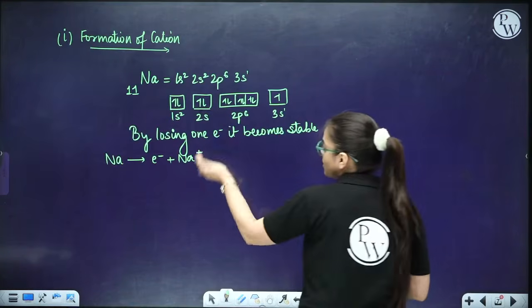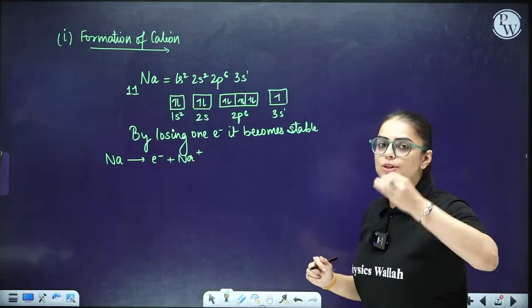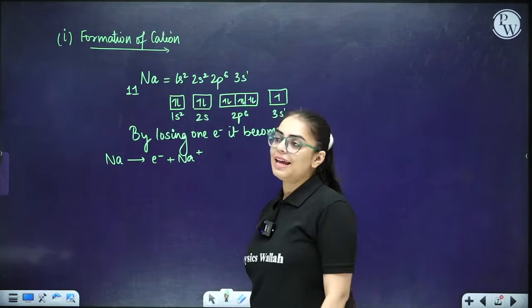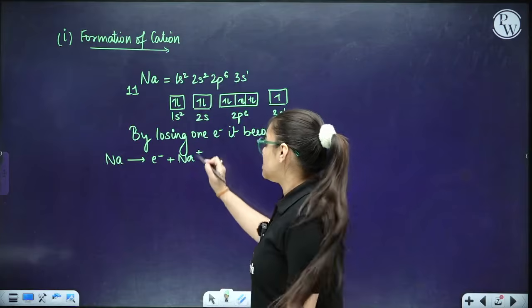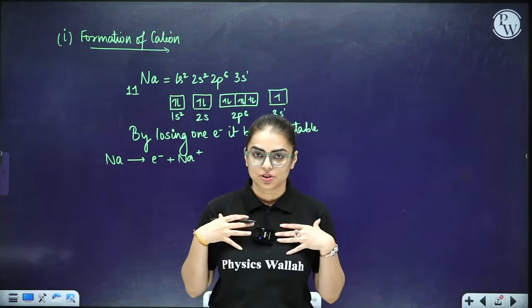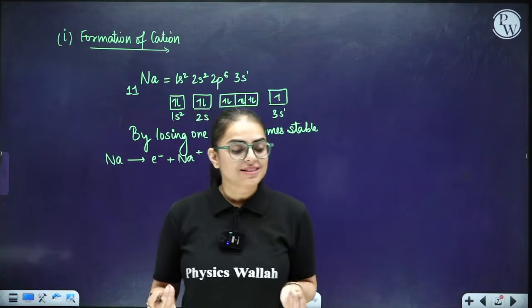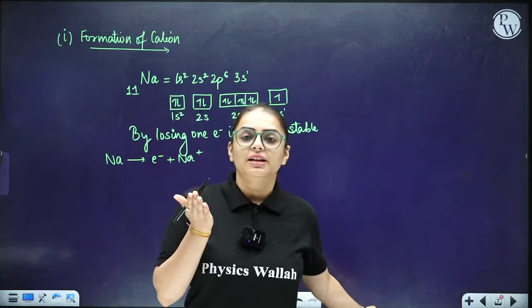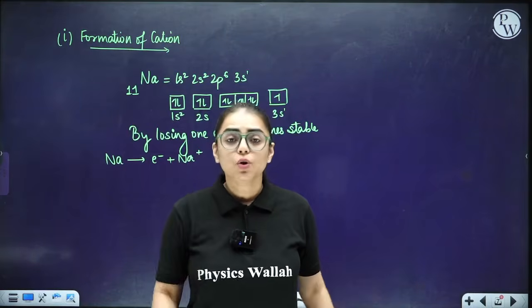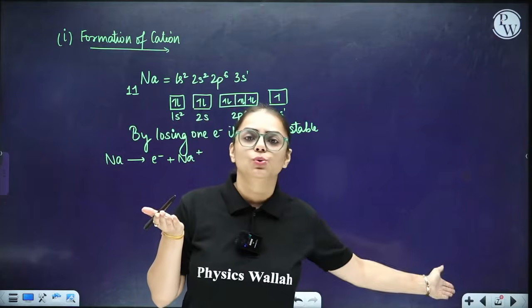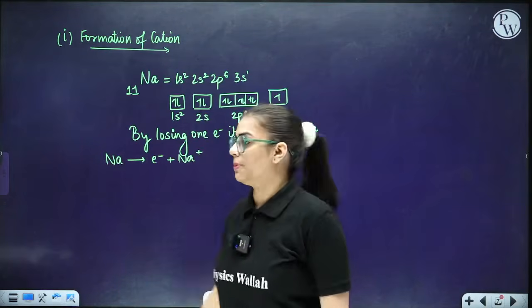When it loses one electron, it will have a configuration of 1s2, 2s2, 2p6, which is stable. So this is the formation of cation, Na positive. Now, why is there a positive charge if it is losing an electron? For example, I am a neutral species. A neutral species has equal positive and equal negative. Clear? If I am losing negative, I will be positive. Simple, no? If I have equal positive and negative, I am neutral, I have no charge. If negative goes, I will be left with positive. So it becomes Na positive.